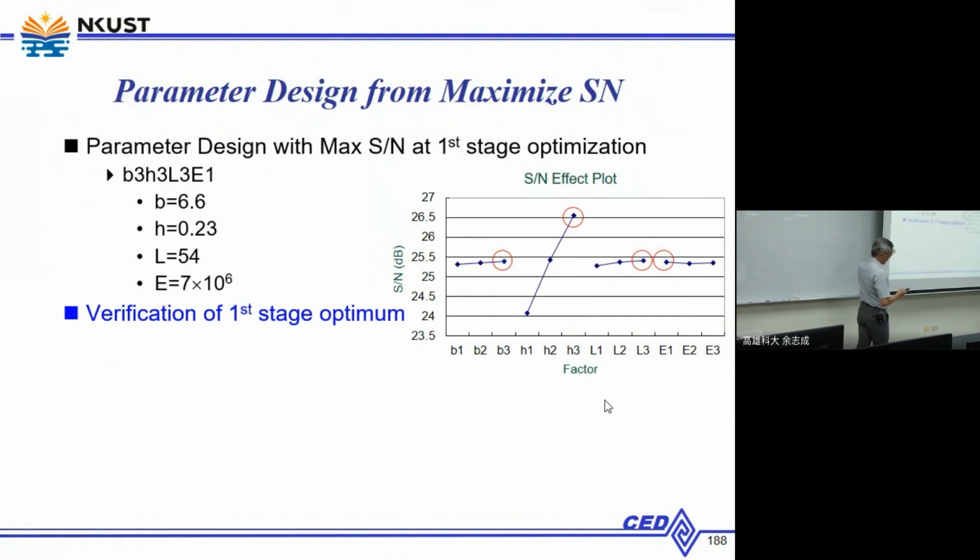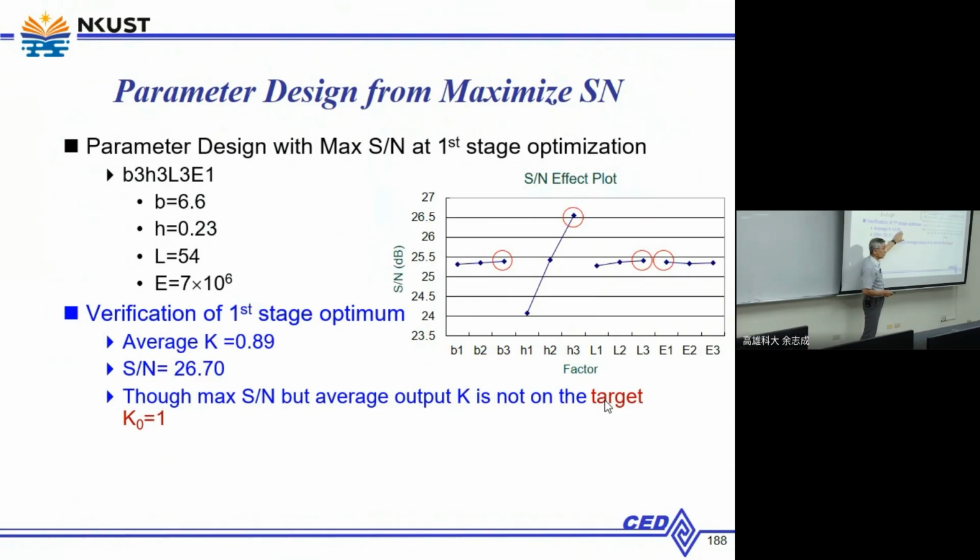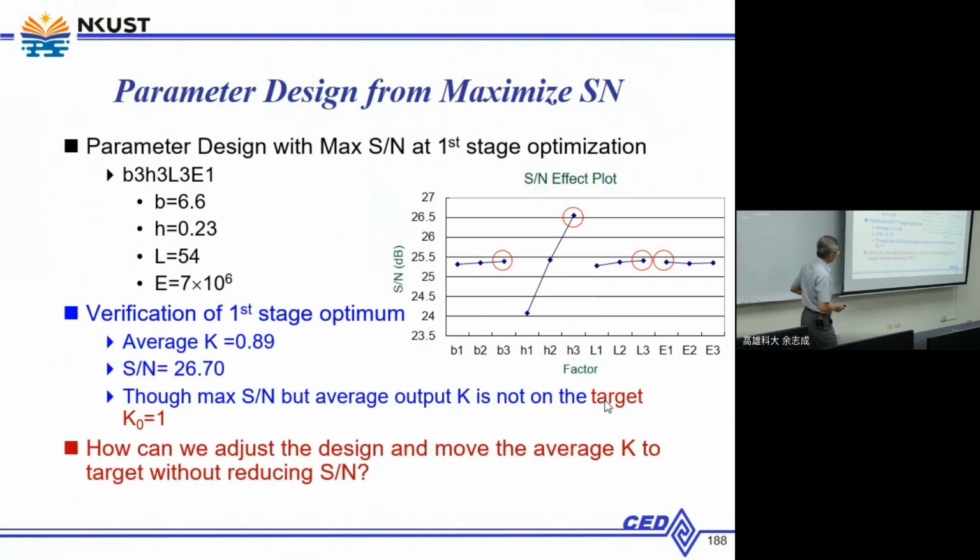And we need to verify the optimum design. And this is the output. And this is the average of the optimum design, the K only equal to 0.89, but our nominal design is K equal to 1. So we want to move our average to target. How can we adjust the output? Move the average to target, but we don't want to mess up the SN ratio. We want to keep the SN ratio to be the maximum.